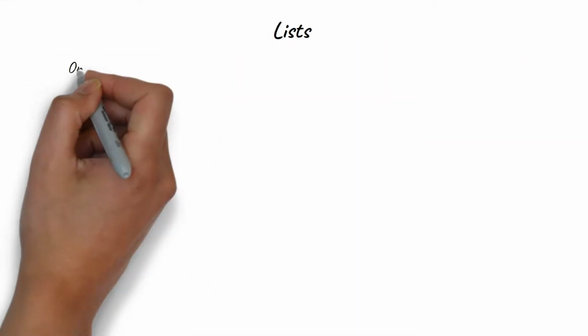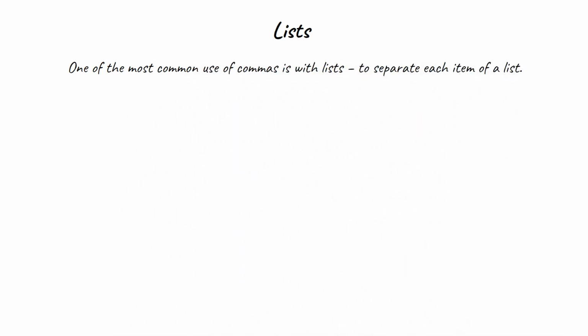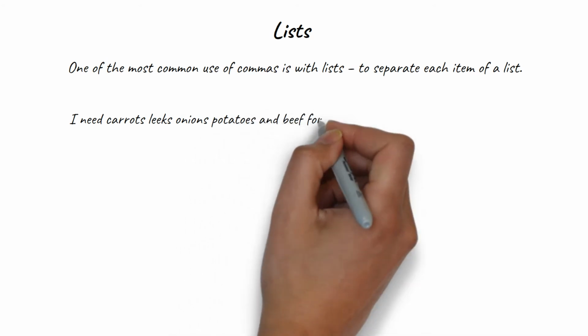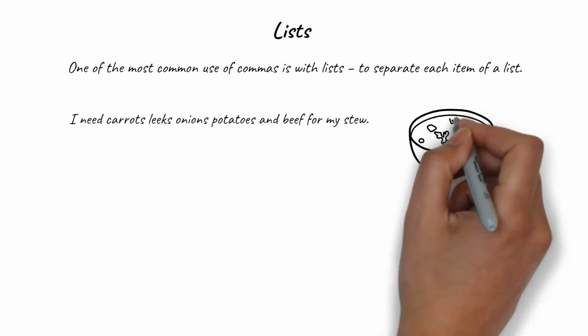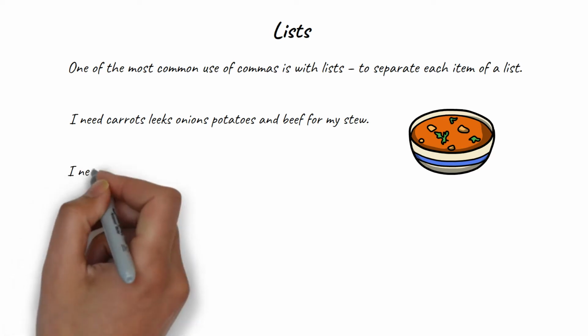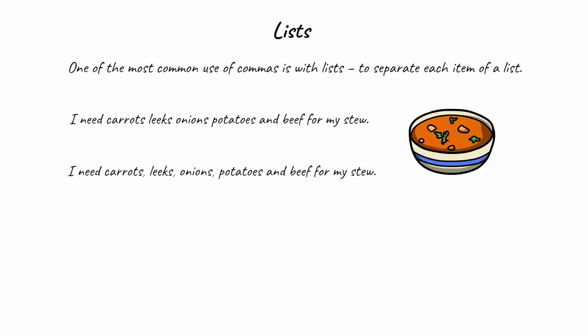Lists. One of the most common uses of commas is with lists, to separate each item of a list. Consider the following sentence. I need carrots leeks onions potatoes and beef for my stew. This sentence is harder to read without commas. Adding commas makes it easier to read it. I need carrots, leeks, onions, potatoes, and beef for my stew. Each comma clearly separates each item of my list.